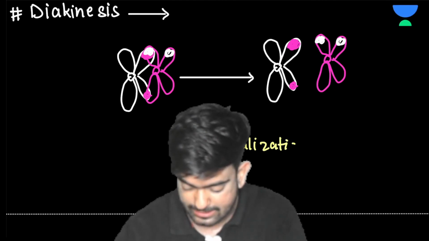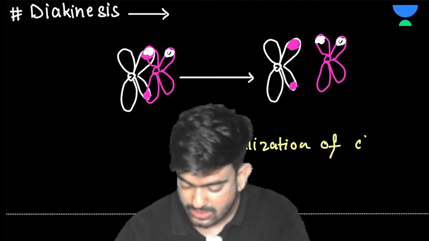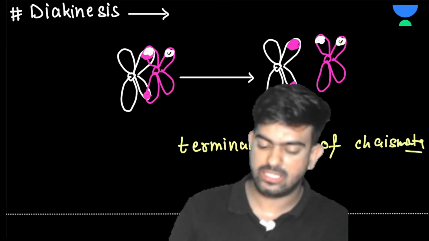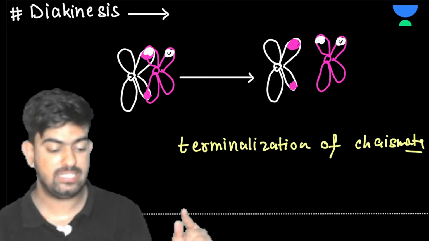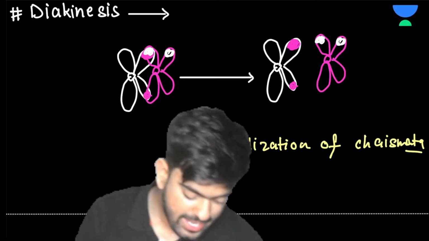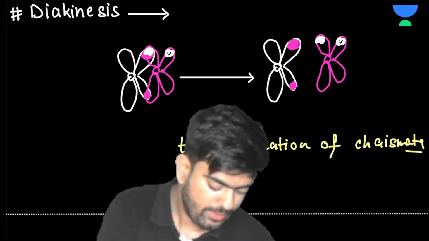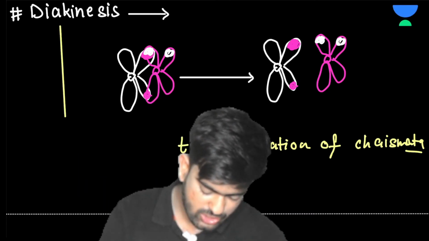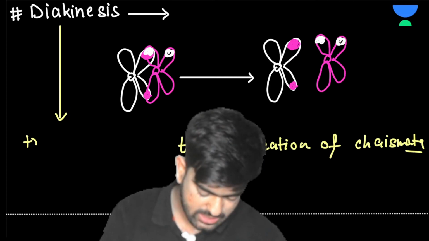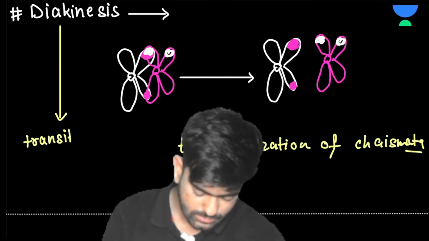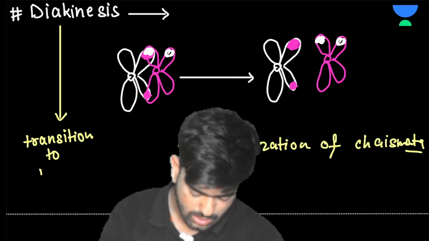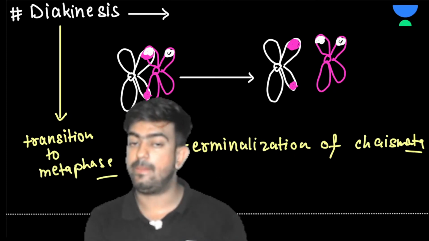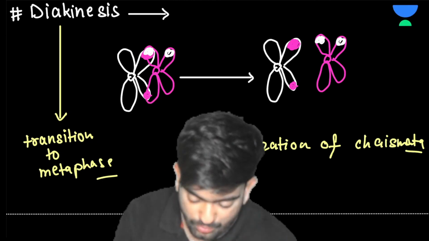So terminalization of chiasmata takes place where? Takes place in the diakinesis. I hope that this thing is clear to everyone. Terminalization of chiasmata takes place where? In diakinesis. Now, this stage, as we discussed, represents the transition to metaphase. And with this we have completed prophase 1.